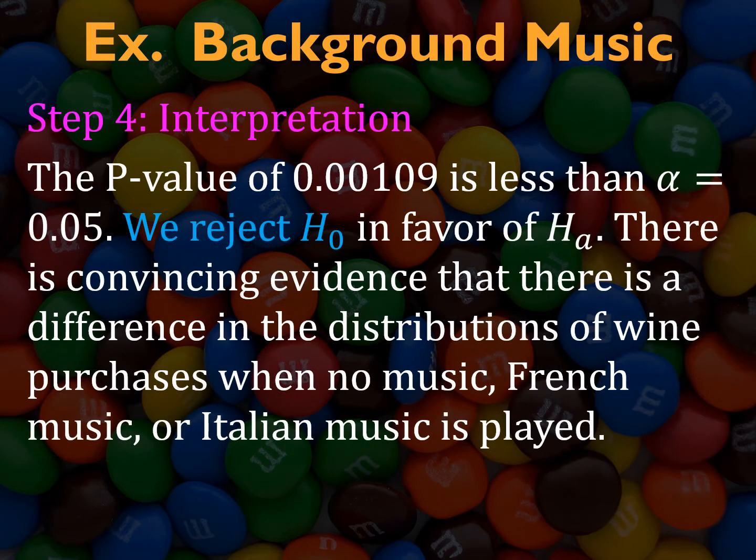So just like before, the p-value below alpha means you reject the null. So the p-value of 0.00109 is less than the alpha of 0.05. We're going to reject the null in favor of the alternative. There's convincing evidence of a difference in the distribution of wine purchases based on the type of music played.